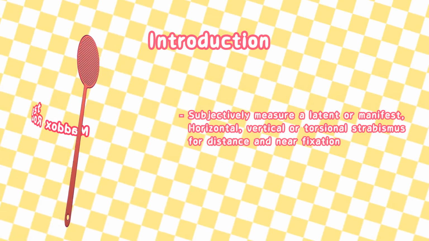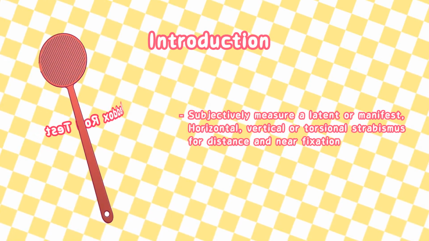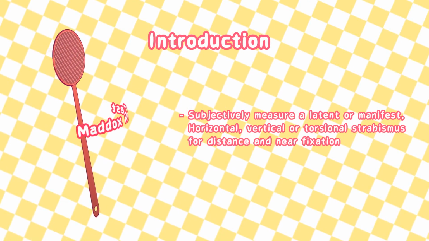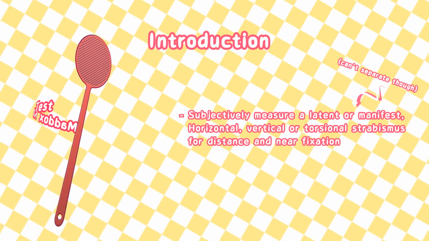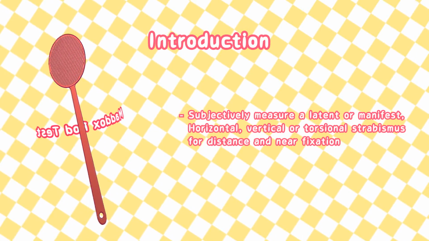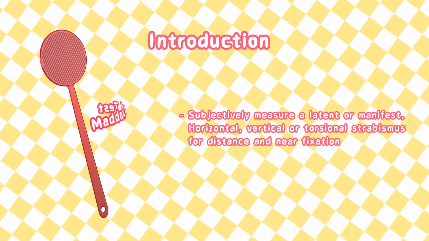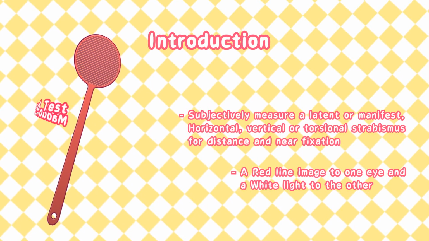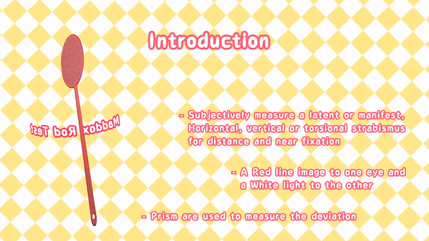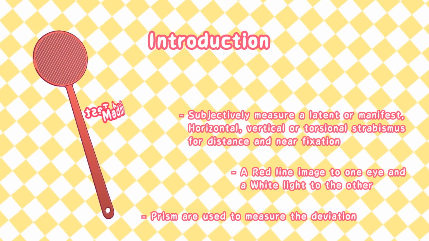I'm an orthoptist, and today I'll be conducting the Maddox rod test. The Maddox rod test can be used to subjectively measure a latent or manifest horizontal, vertical, or torsional strabismus for distance and near fixation. The test is based on the principle of diplopic projection. Dissociation of the deviation is brought about by presenting a red line image to one eye and a white light to the other, while prisms are used to superimpose these and effectively measure the angle of deviation.